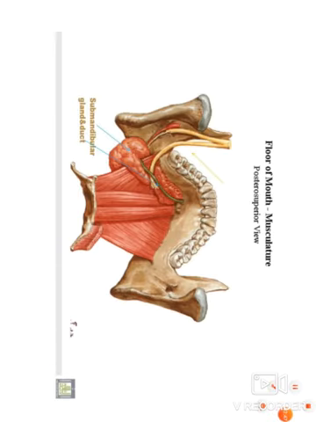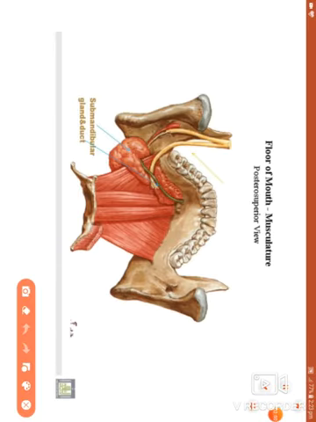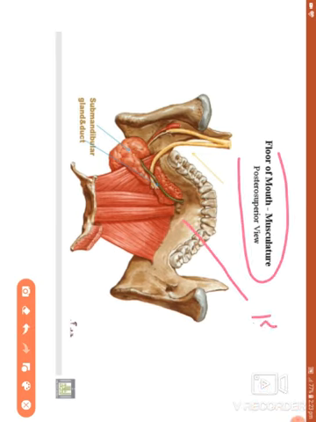In this figure, you can see the posterior view of the floor of the mouth. This is the body of the mandible and the ramus of the mandible. This is the interior aspect of the mandible. This is the hyoid bone. This is the mylohyoid muscle, inner aspect, and this is the geniohyoid muscle. Here we find the submandibular fossa, a depressed area towards the lower aspect of the angle of the mandible.